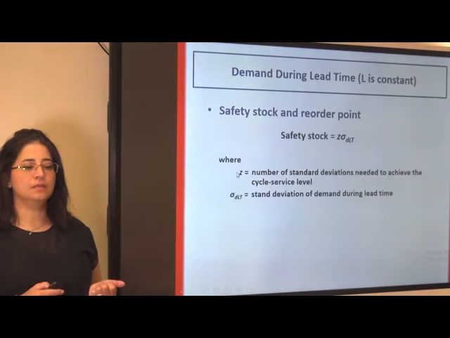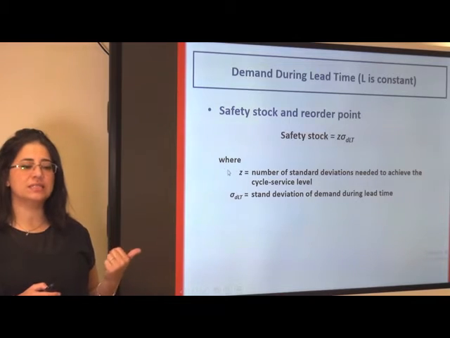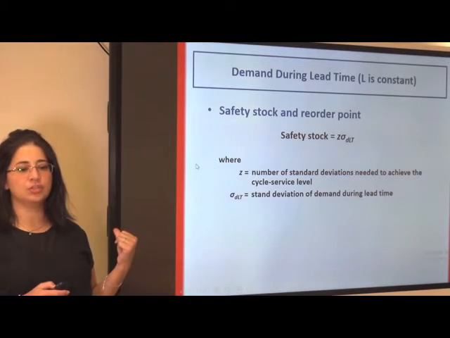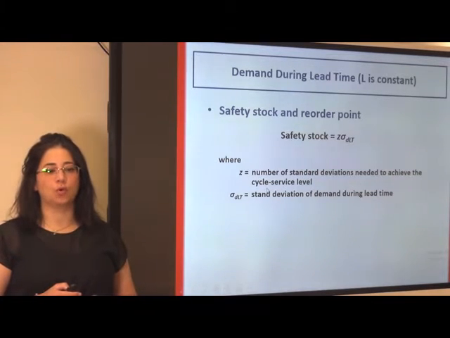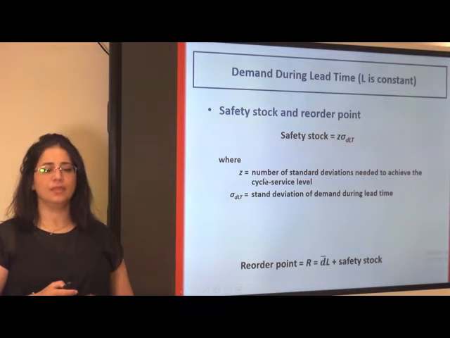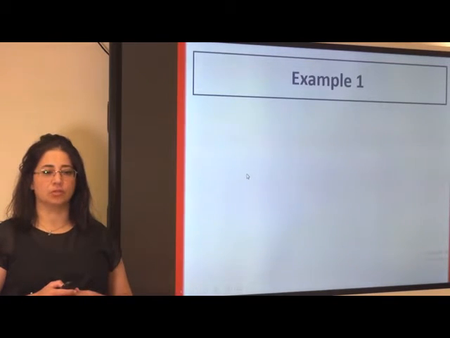Okay? Then, safety stock is Z times sigma demand during lead time. Sigma demand during lead time, as we mentioned, is sigma demand times the square root of N. The reorder point is the pipeline plus the safety stock.